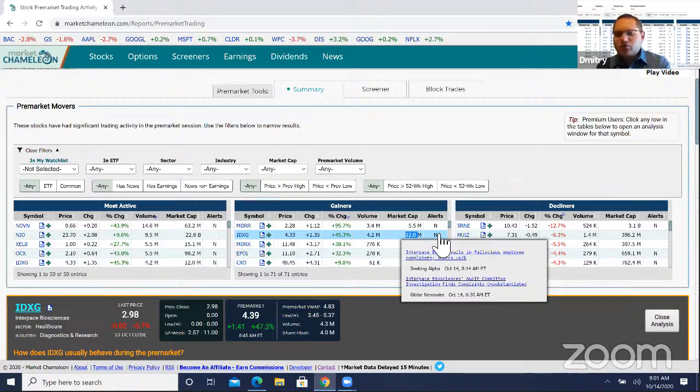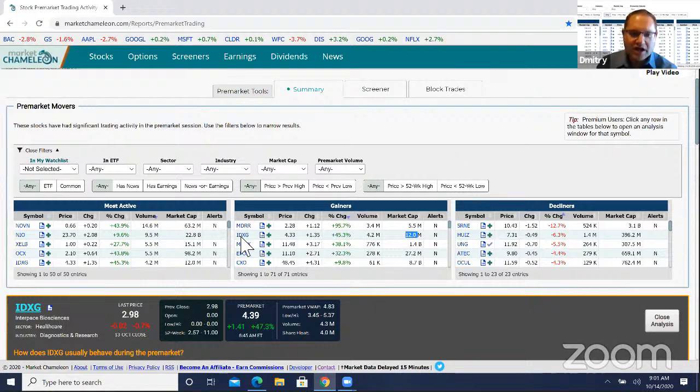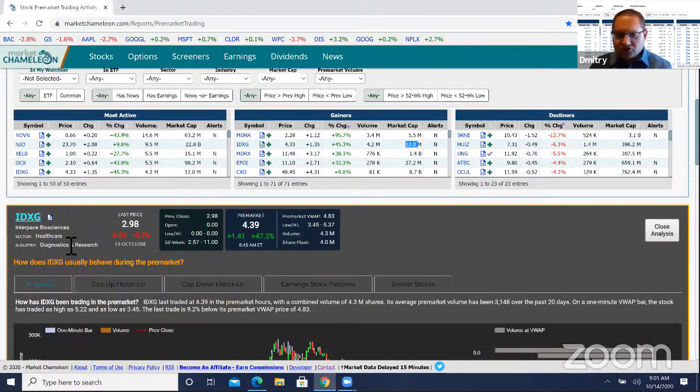Let's look at that one really quickly as an example, and then we're going to move on unless you have specific questions on the pre-market hours. IDXG is a healthcare stock, in the industry of diagnostics and research. It closed at $2.98. The 52-week range is $2.57 to $11, so it's close to that 52-week low. In the pre-market right now it's trading at $4.39, up 47% from yesterday's close. The VWAP price in the pre-market is $4.83.